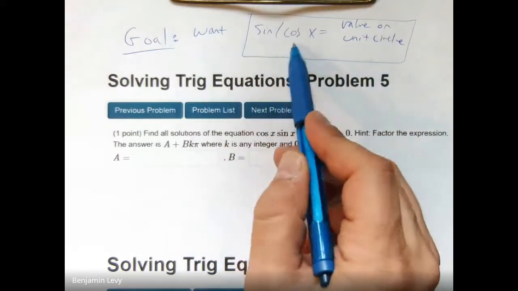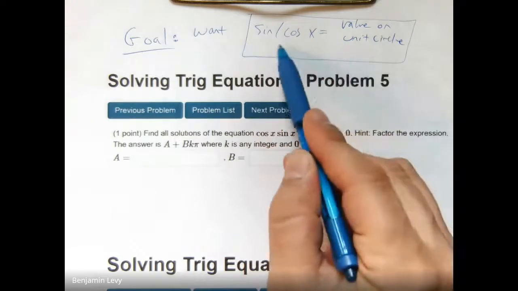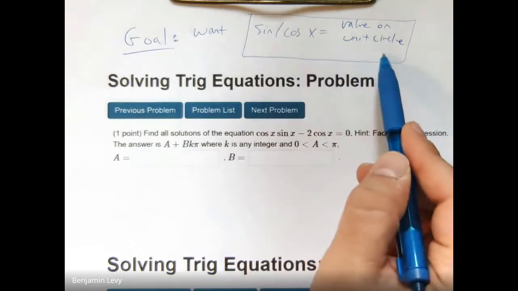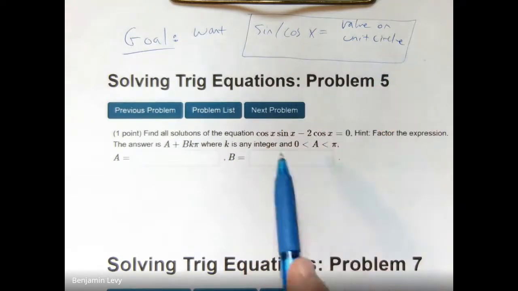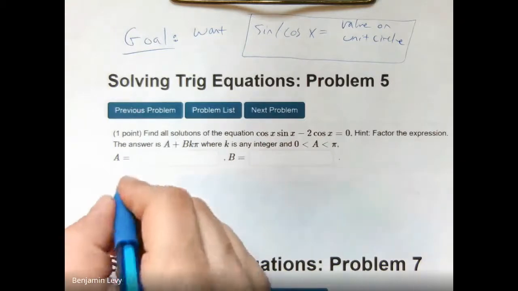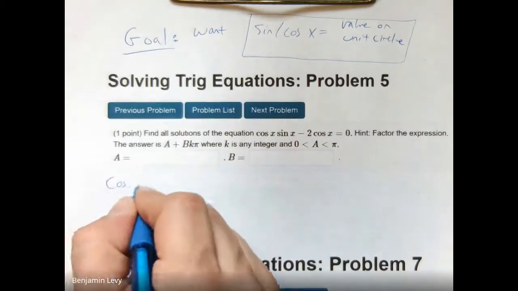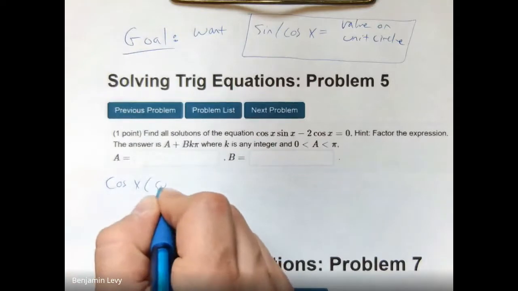even the more challenging problems, the goal is to change it into something that looks like this. Because then we know x's and y's on the unit circle, sine and cosine, and that makes it very easy to solve these things. So that's always the goal. So on this first one, for example, I'm going to rewrite it right here. It says cosine of x times sine.